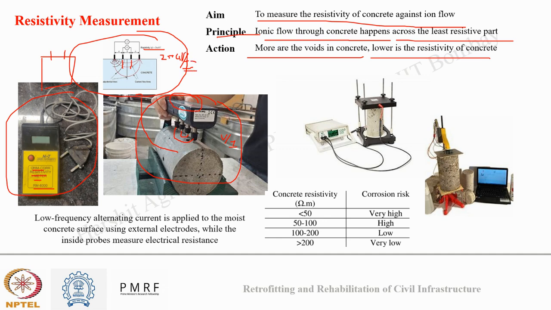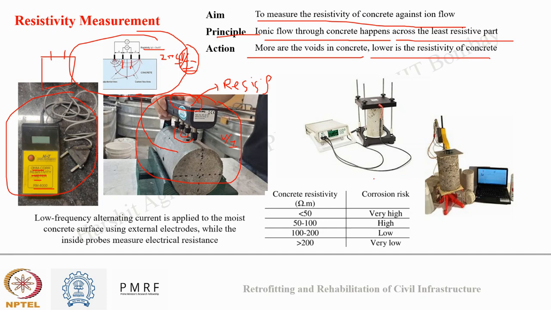V and I are generally recorded by the device itself, and since a is fixed, my device will directly give me the resistivity value, which is represented by rho. Now this is surface resistivity. Here we saw surface resistivity.